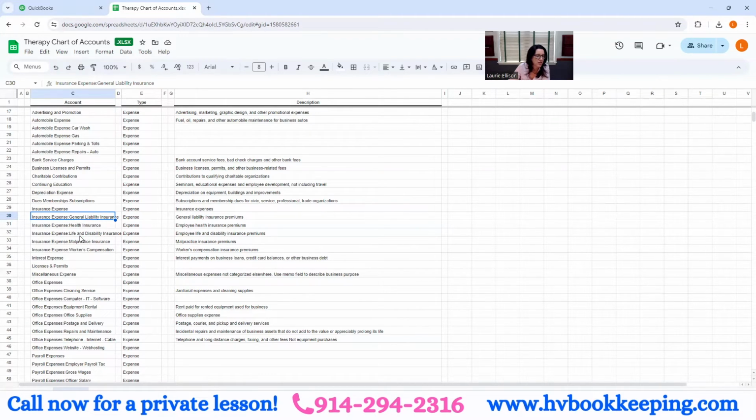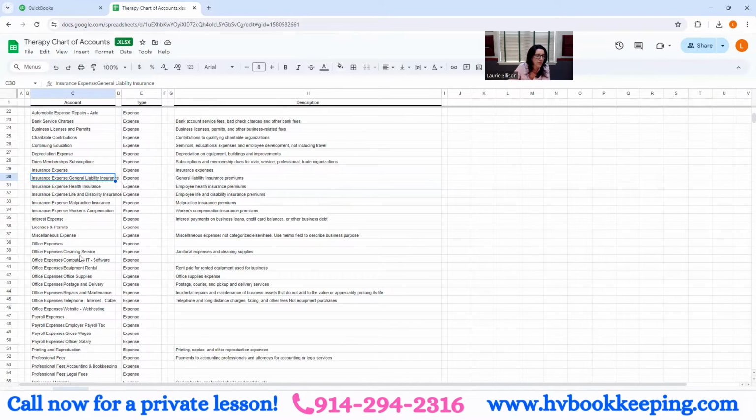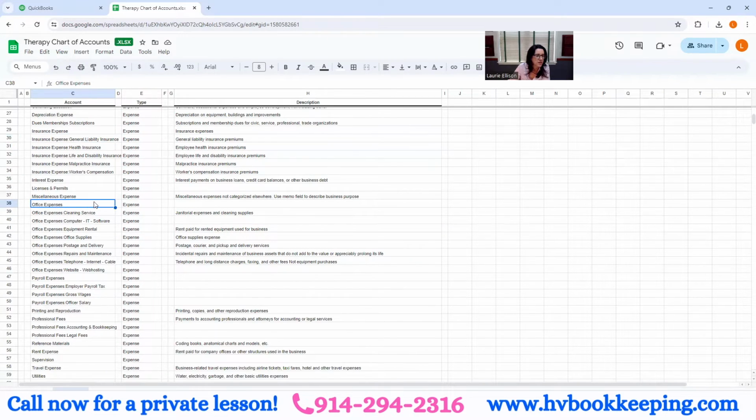So the general liability, health, malpractice, workers' comp. And then another thing is I organize this so that all of these office expenses are kind of under this, and we can pop open or close up or collapse your profit and loss. So there's all of these codes that we need to use, but they mostly have to do with the running of your office and overhead.